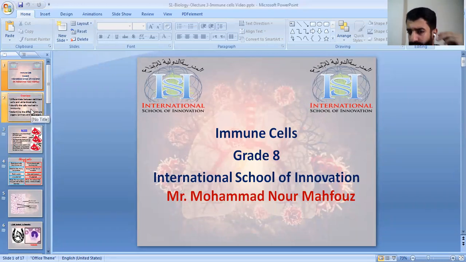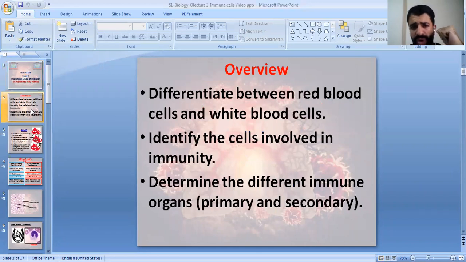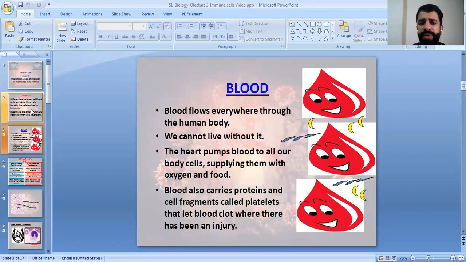So first of all, let's start with the overview. We're going to differentiate between the red and the white blood cells. Also, we're going to talk about the cells involved in immunity, and we're going to determine the different immune organs, primary and secondary. First of all, let's talk about the blood.